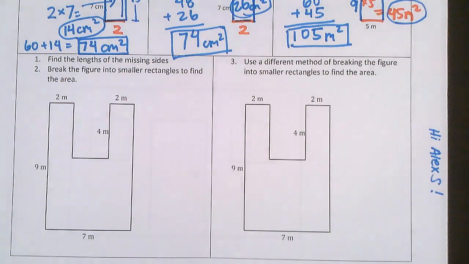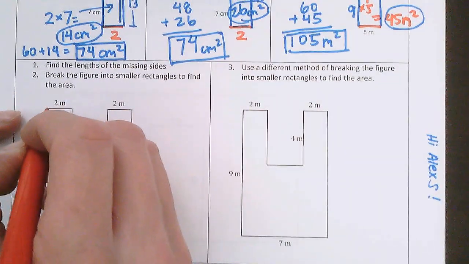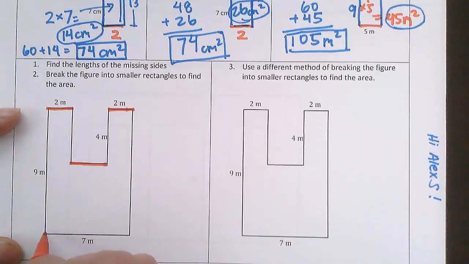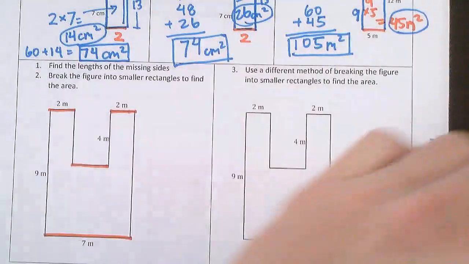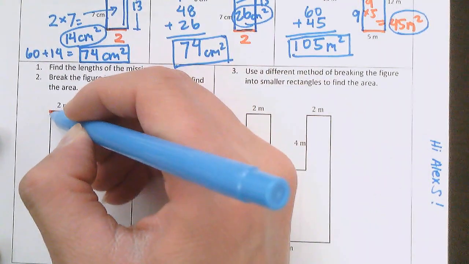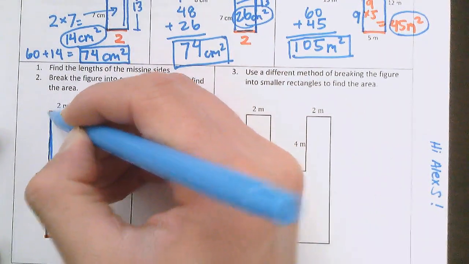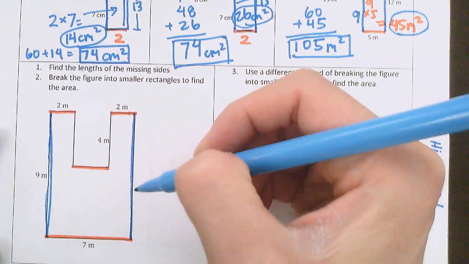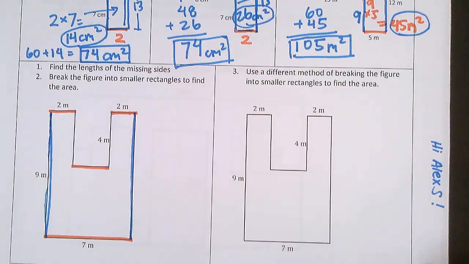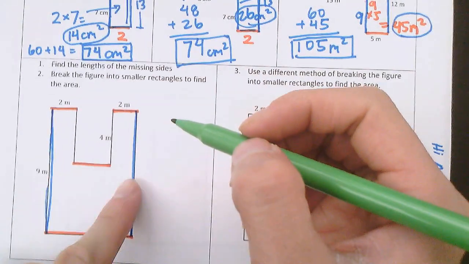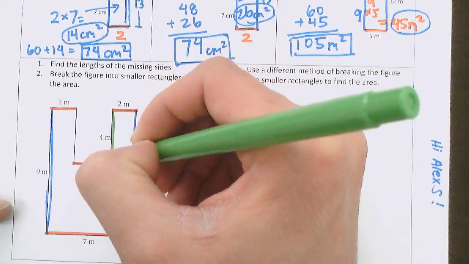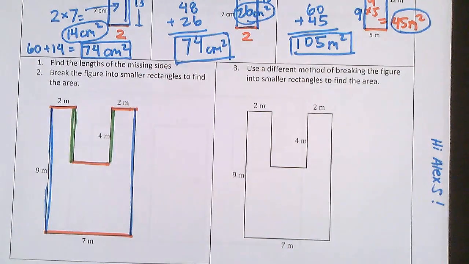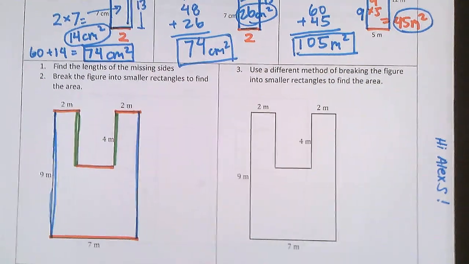First, I'll give you some hints to figure out what the missing lengths are. Right? This side plus this side plus this side should be equal to all of this side, and all of this, and all of this. Those two are going to be equal, and then this side is going to be equal to this side. So with that, you should be able to figure out the lengths of all the missing sides.